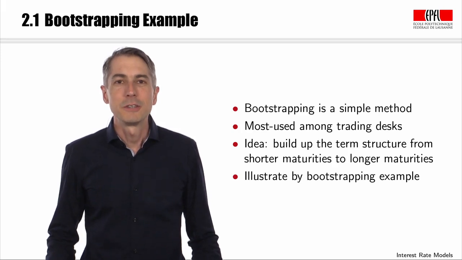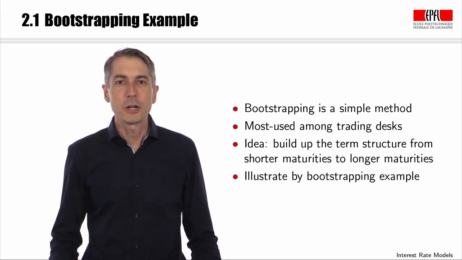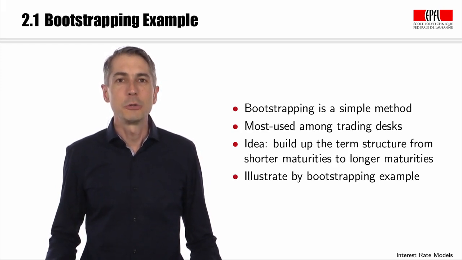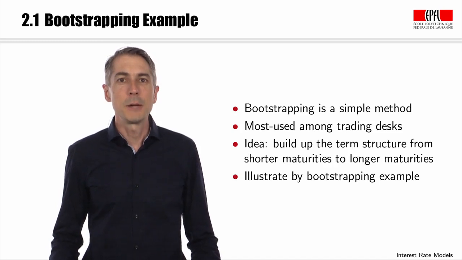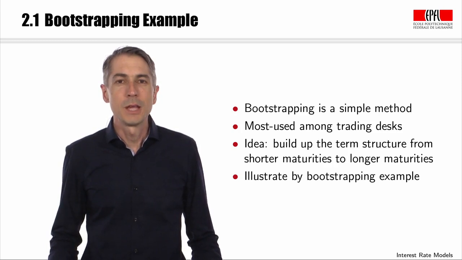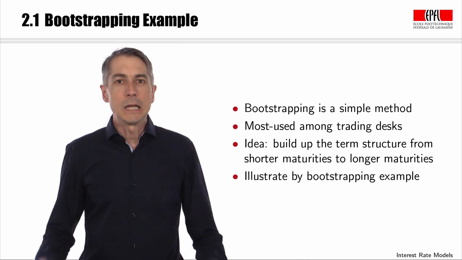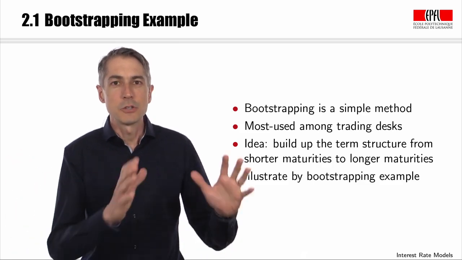In this part, we learn how to estimate the term structure from a given set of market quotes on instruments including coupon bonds, LIBOR, forward rates, and swap rates. We will distinguish between exact methods and smoothing methods.